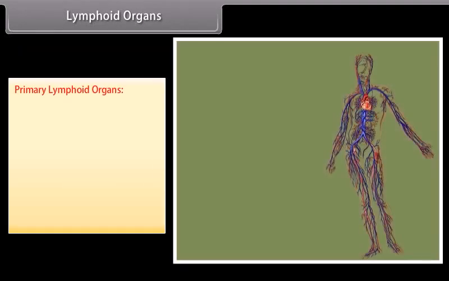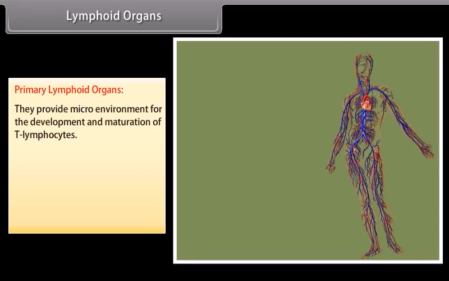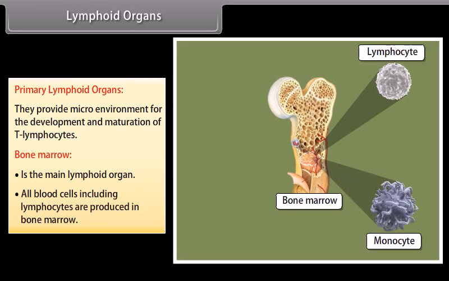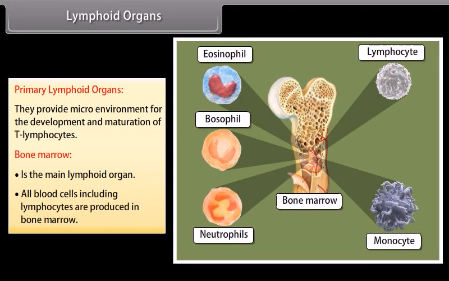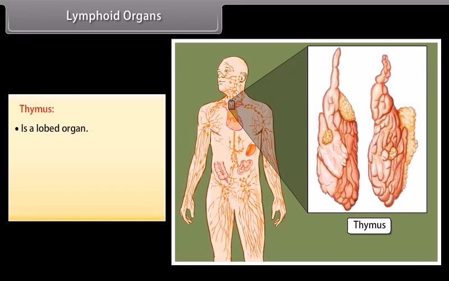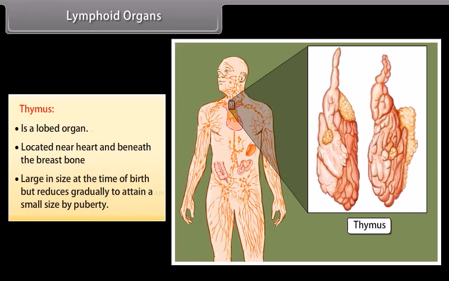Primary lymphoid organs. They provide microenvironment for the development and maturation of T lymphocytes. Bone marrow is the main lymphoid organ. All blood cells including lymphocytes are produced in bone marrow. Thymus is a lobed organ, located near heart and beneath the breastbone. Large in size at the time of birth, but reduces gradually to attain a small size by puberty.